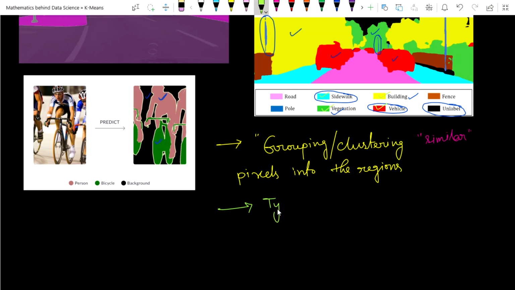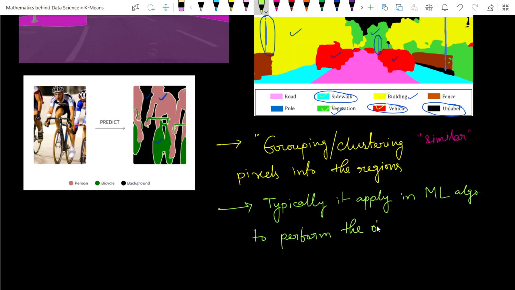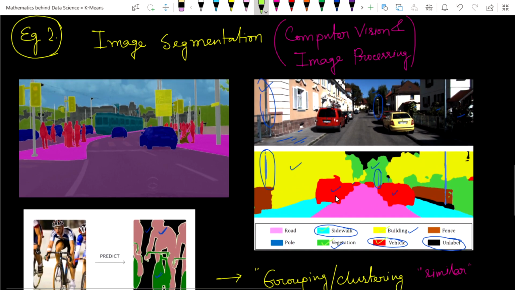Typically it is applied in ML algorithms to perform object detection. These are the main applications in the area of image segmentation.